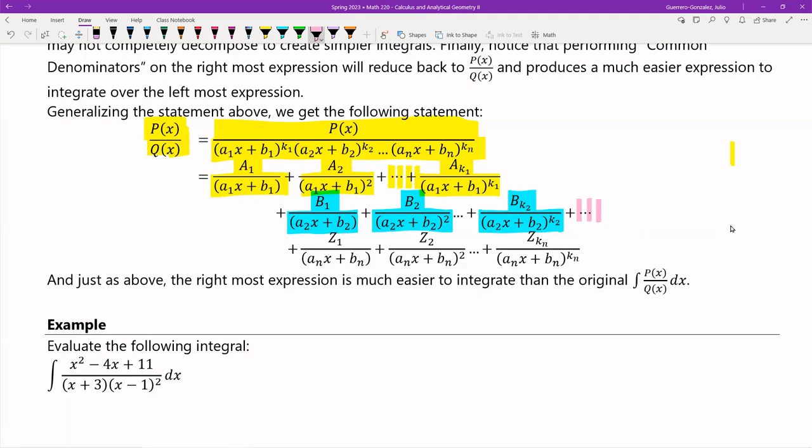To the very last one. So it'd be Z1, single power, Z2, single power, Zn, single power to the kth power. And then at the very end, we can just integrate basically all of this. We get to integrate all of this right here. And they are simpler integrals. You got to believe me on that one.